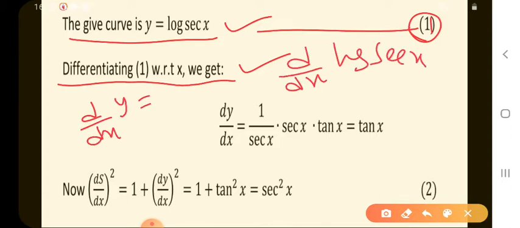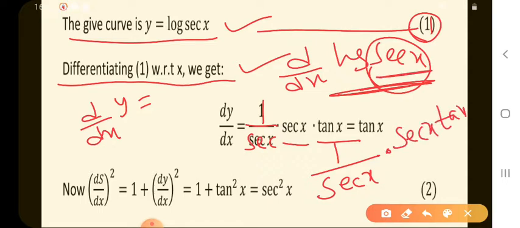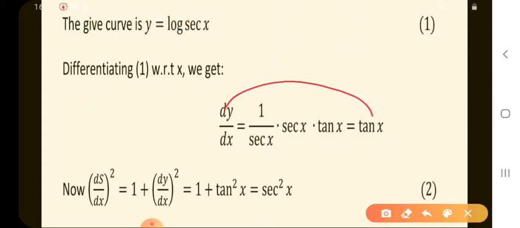What is the differentiation of log secant x? First I write the formula of log: 1 by secant x. And again I differentiate secant x. What is the differentiation of secant x? Secant x into tan x. After cancelling secant, what we get? Tan x. So dy by dx of y is tan x.